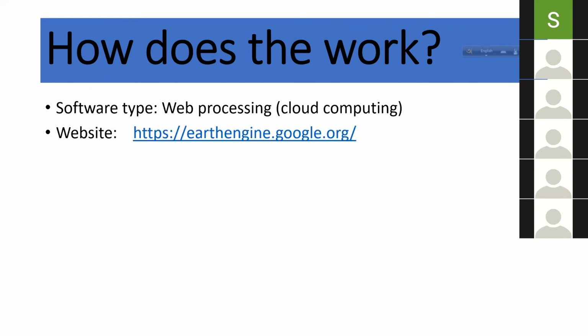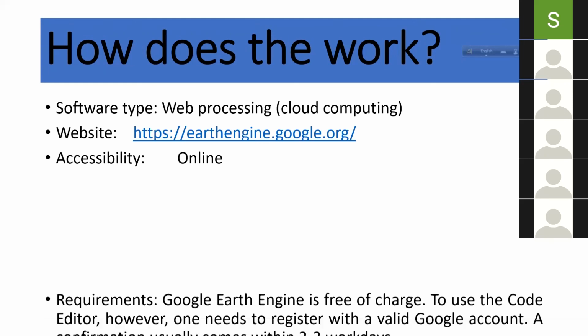And this is the main website of Google Earth Engine. Here you can access different tabs such as the sign up button and dataset button, and other options are available on this website. And for accessibility, you must have online access and meet the requirements.